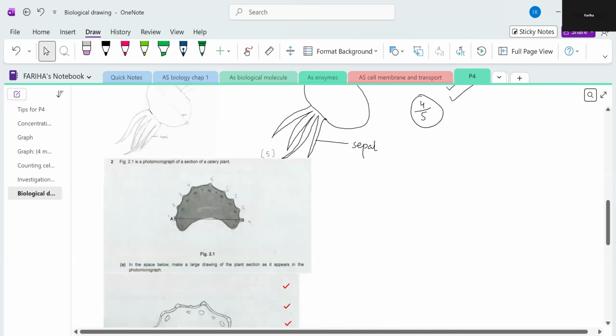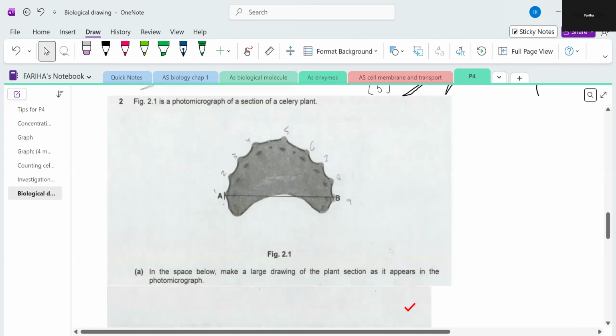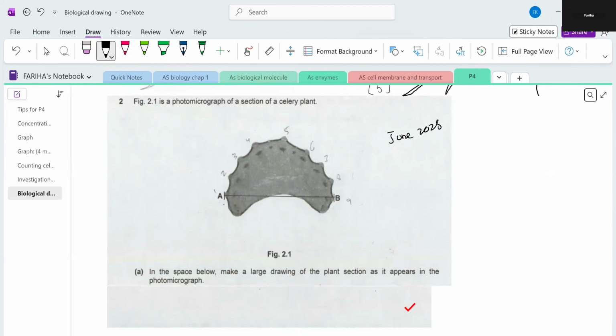The examiner provided you with the second diagram. It appears in June 2025 of 5090 paper, not 0610. Okay, paper 62. Paper 62 means paper 42 because in 5090 we have paper 4. We call it paper 4 rather than paper 6. Both of them are almost the same. Okay, so no need to worry about it. If it is 5090 or 0610, it doesn't make any difference.